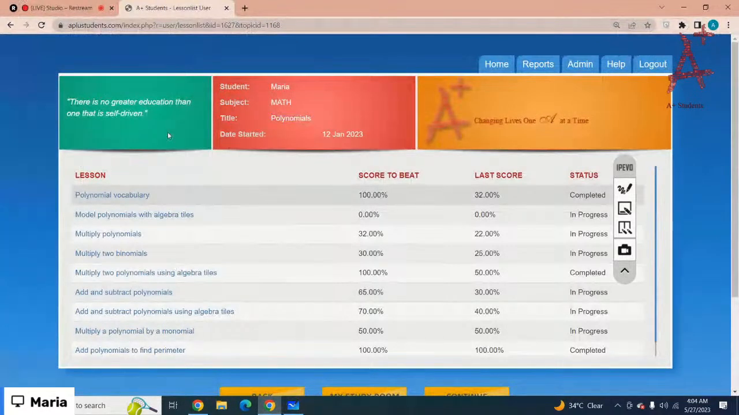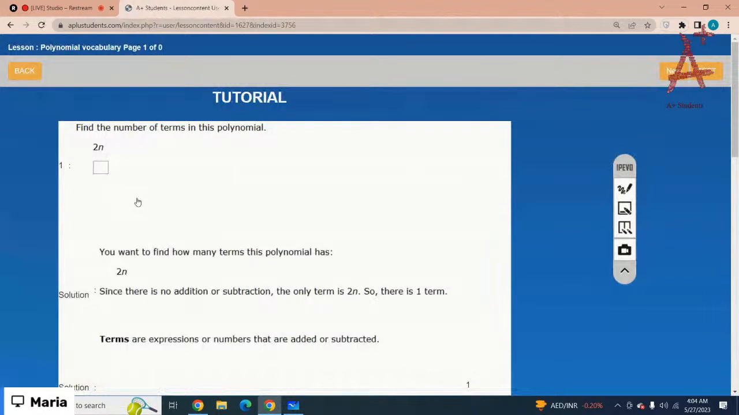Okay, here I'm on chapter polynomials. Let's start with the first lesson, that is polynomial vocabulary. Find the number of terms in the polynomial 2n. You want to find how many terms the polynomial has. Since there is no addition or subtraction, that means there is only one term. Got it?